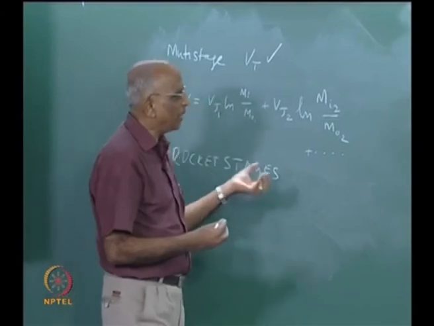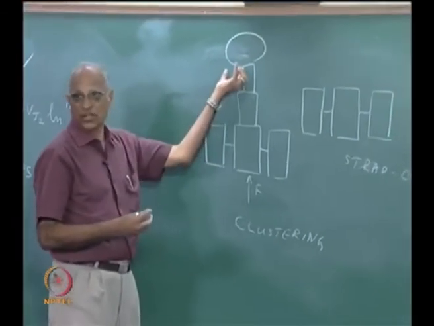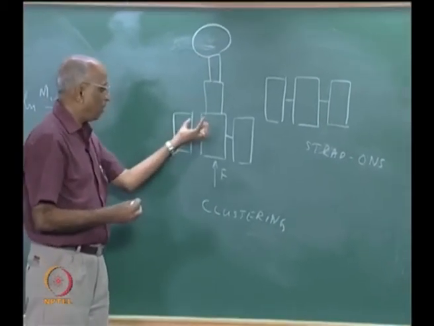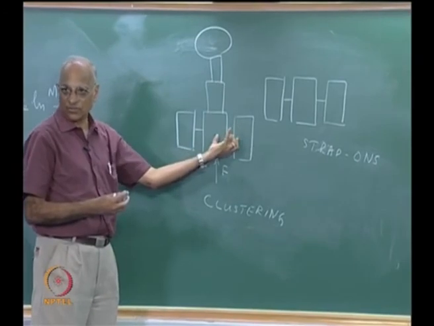Then we found out that to be able to get a high value of delta V, we have to operate in stages. And to be able to take off, we need some additional side rockets, which are known as clustering or strap-ons.